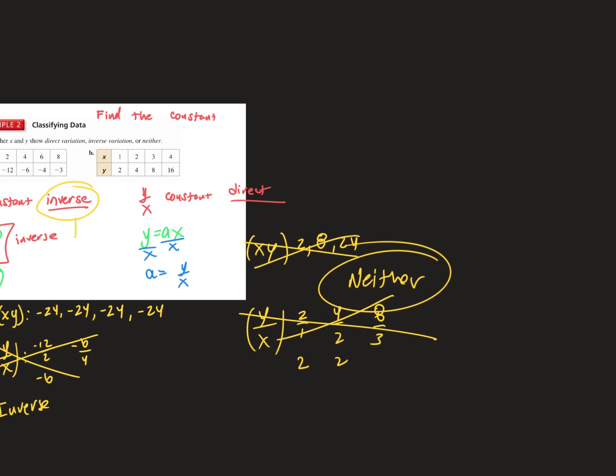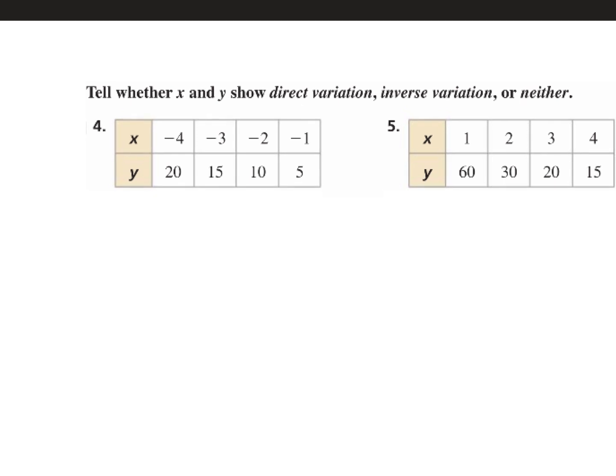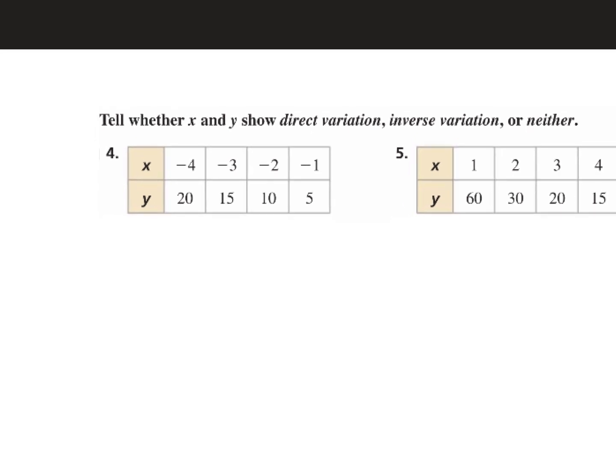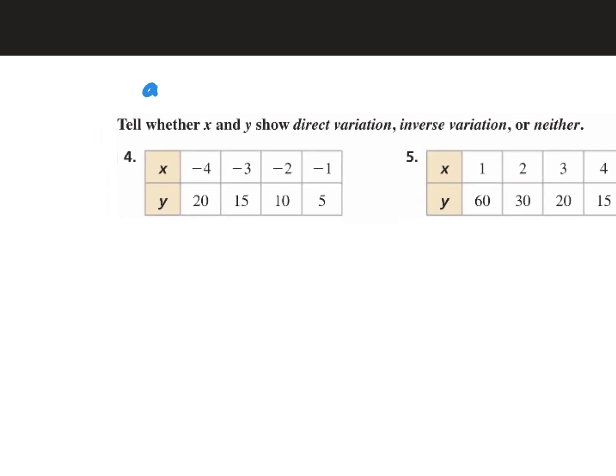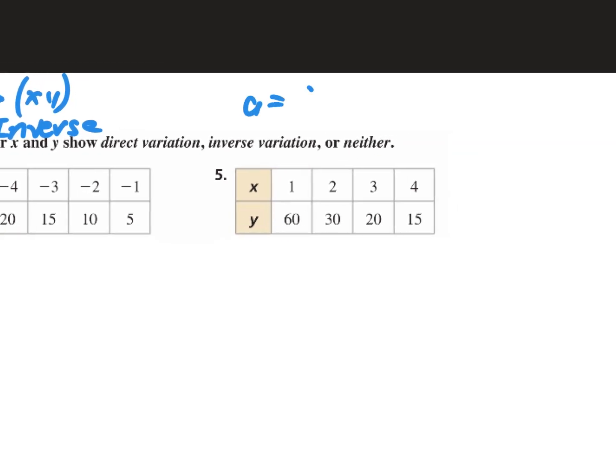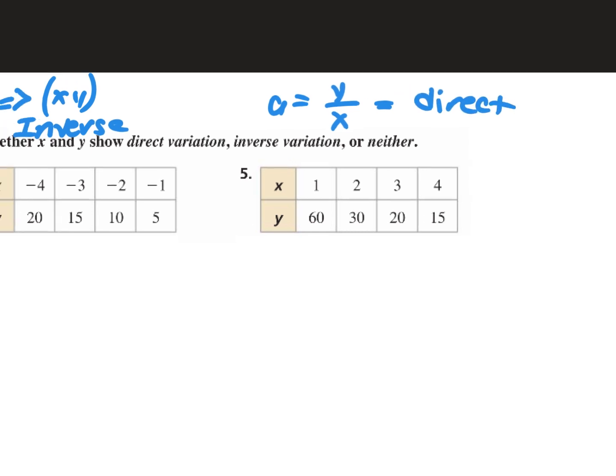All right, let's do a couple more of those. That's a little confusing, I know that. Remember, we're solving for A. We're solving for A. So if A works out to be y times x is your constant, then you have inverse. Write that down. If A happens to be y divided by x is your constant, then you have direct. If neither of those are a constant, then it's neither.